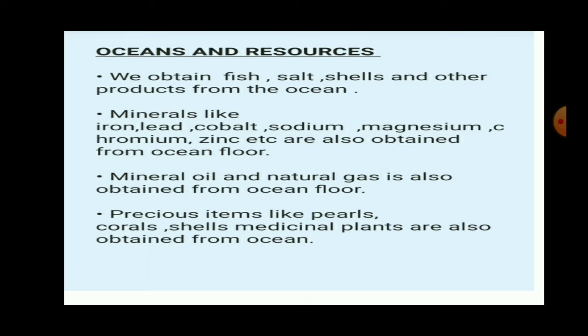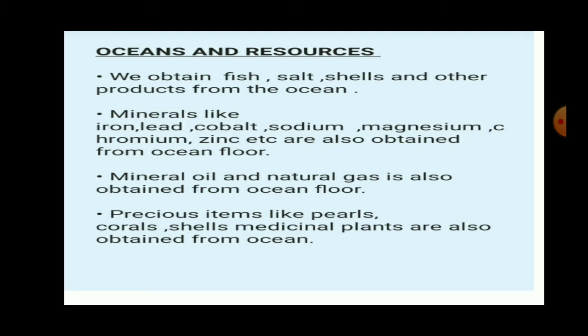Now we come to the ocean as a resource. We have already studied, students, that we obtain many different types of fishes, aquatic plants and animals, shells, and salt from the ocean. These are all very useful products that we get from the ocean. Not only that, we get different minerals from the ocean. Minerals like iron, cobalt, sodium, magnesium, chromium, zinc, etc. are obtained from the ocean floor.